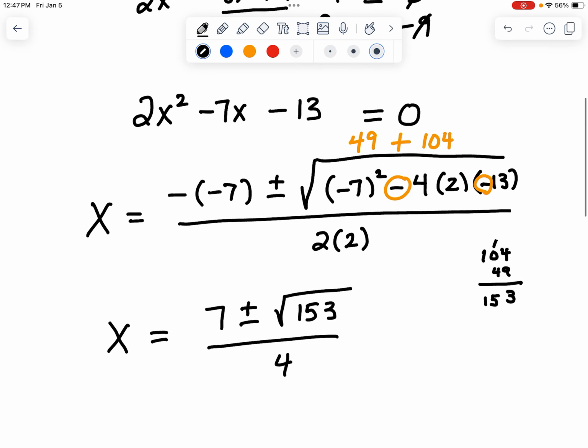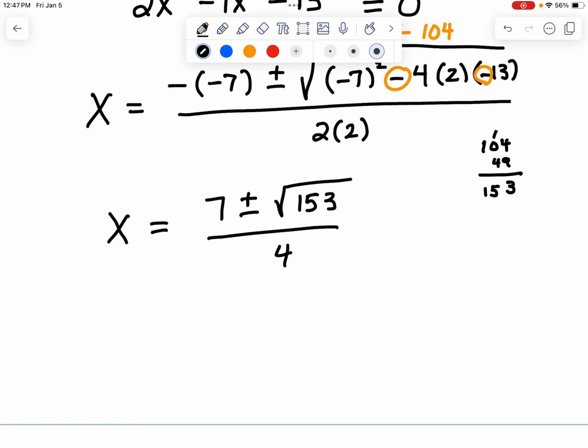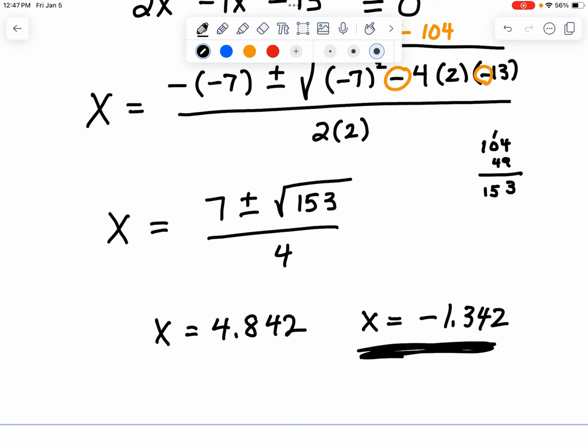And I got two answers. X equals 4.842. X equals negative 1.342. But there's a little mouse in my brain saying you can't take log of a negative. So maybe I should throw this answer out.